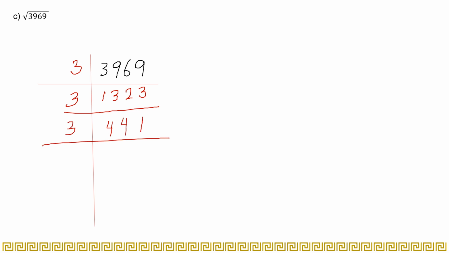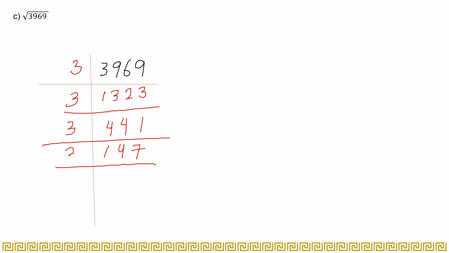3969. This cannot be divided by 2, but it is divisible by 3. We will start from 3. 3 1s are 3, 3 3s are 9, 3 2s are 6, and 3 3s are 9. Again, let's try with 3. 3 4s are 12, 3 4s are 12, and 3 1s are 3, right?